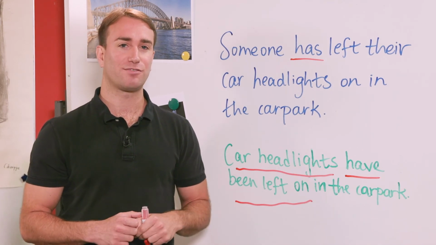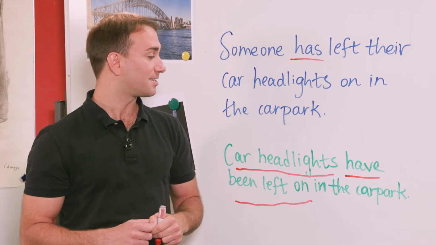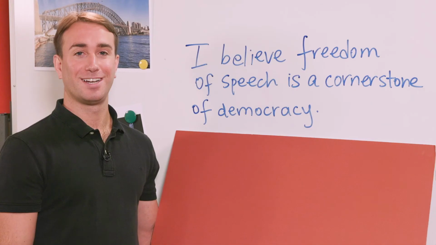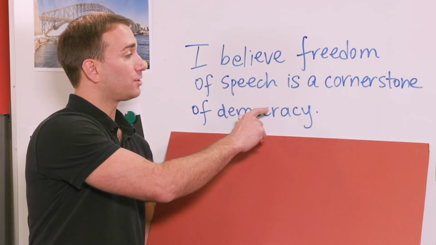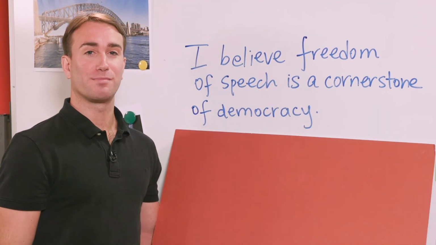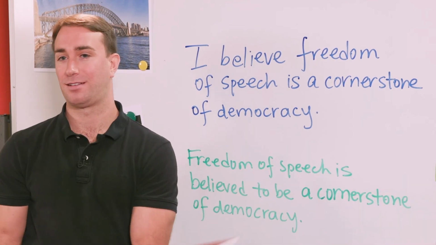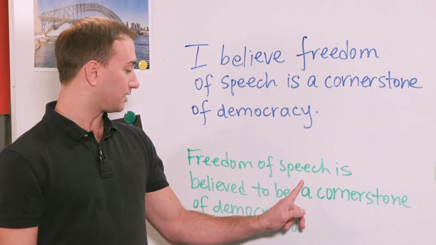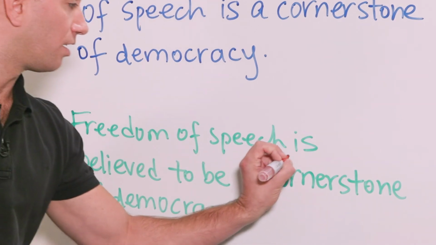And what's the reason for changing it to passive? Yes, that's right. The subject is someone. It's unknown. The second sentence is, I believe freedom of speech is a cornerstone of democracy. What do you think? I've changed it to, freedom of speech is believed to be a cornerstone of democracy.